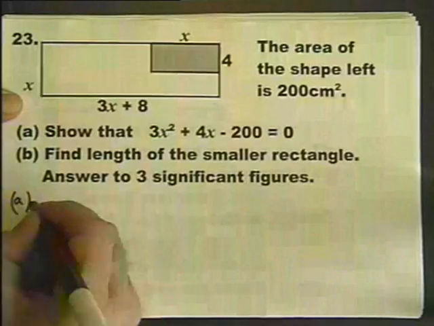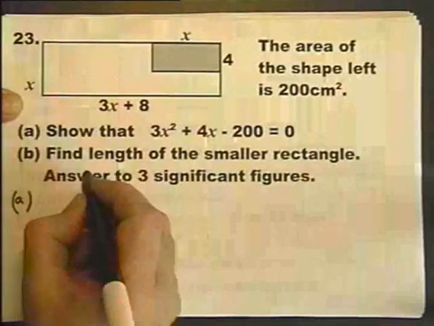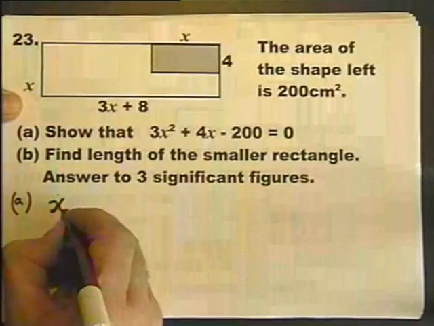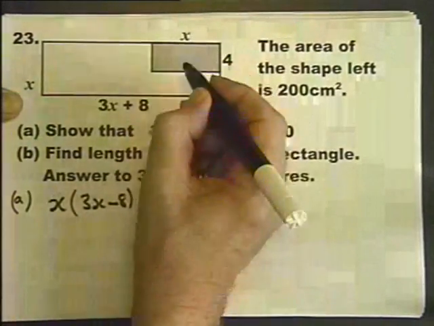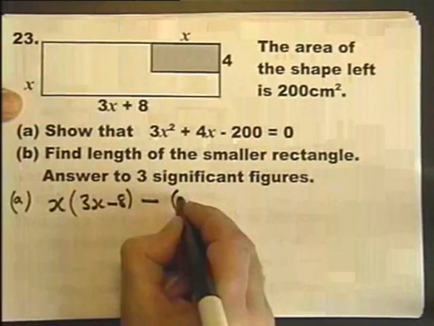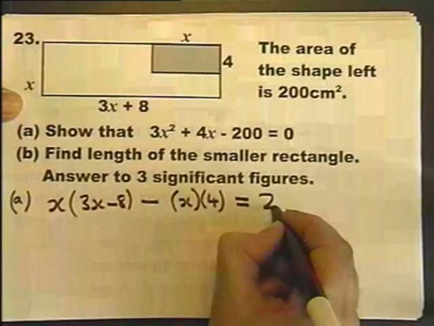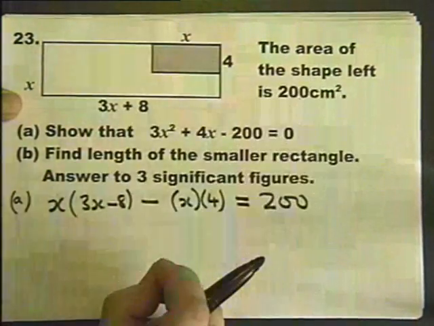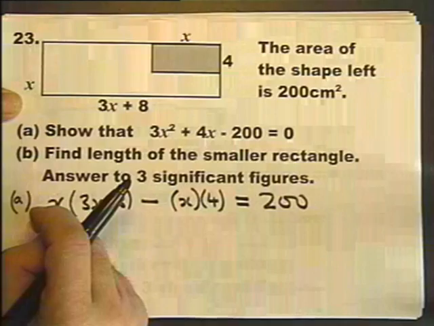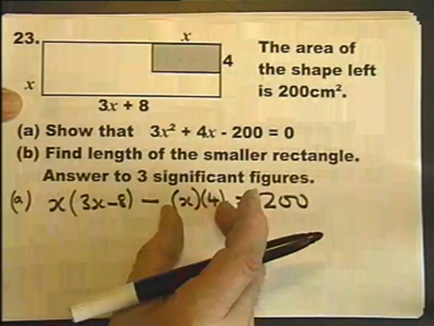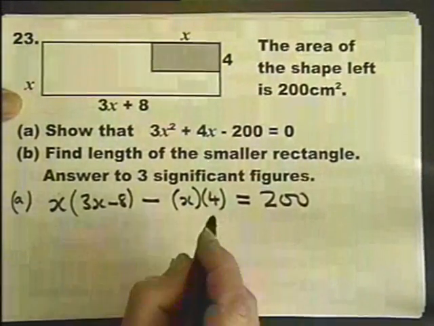So let's look at part A. The area of the whole rectangle is its length times its width, or its width times its length. I'll put it round this way. Minus the area of this, which is its length times its width. And that equals 200 square centimetres, because you're told that's the area that's left. When you do an equation, you don't put the units in. You do make sure that everything is in the same units. As long as everything is in the same units, you don't put the units in. I just thought I'd mention that.